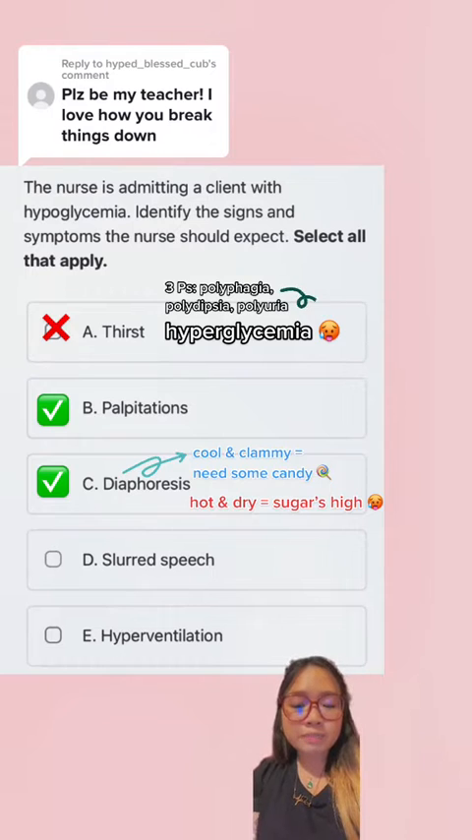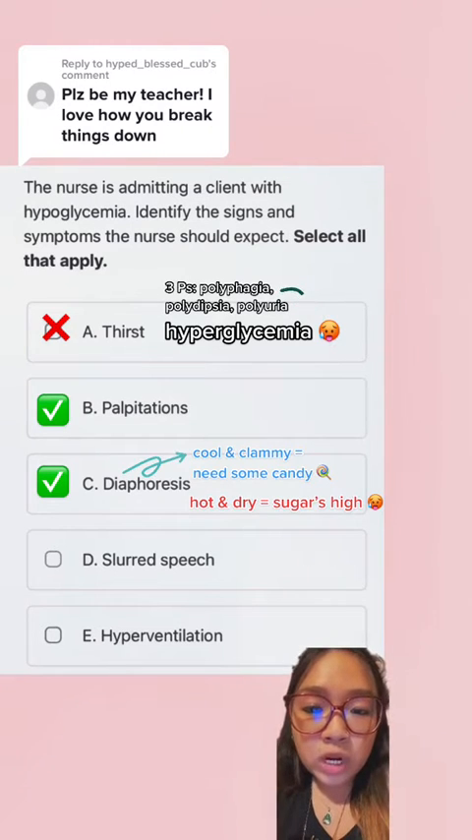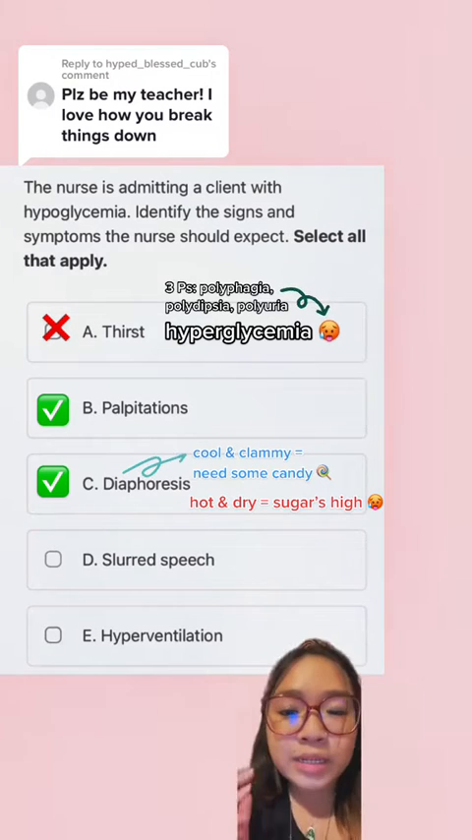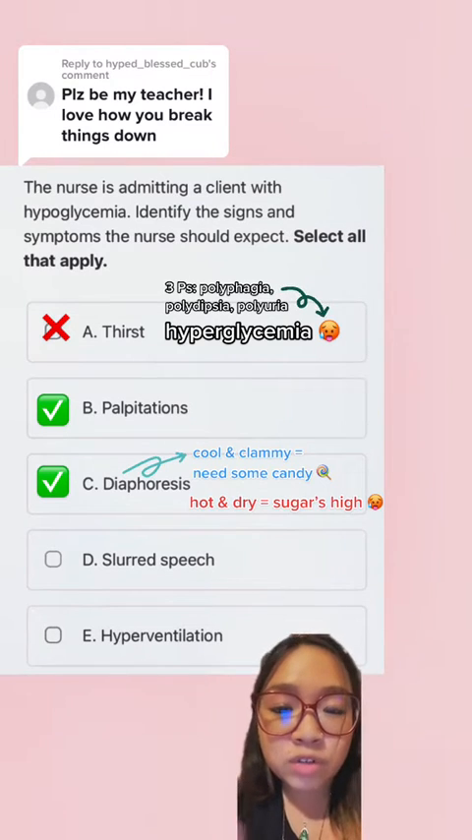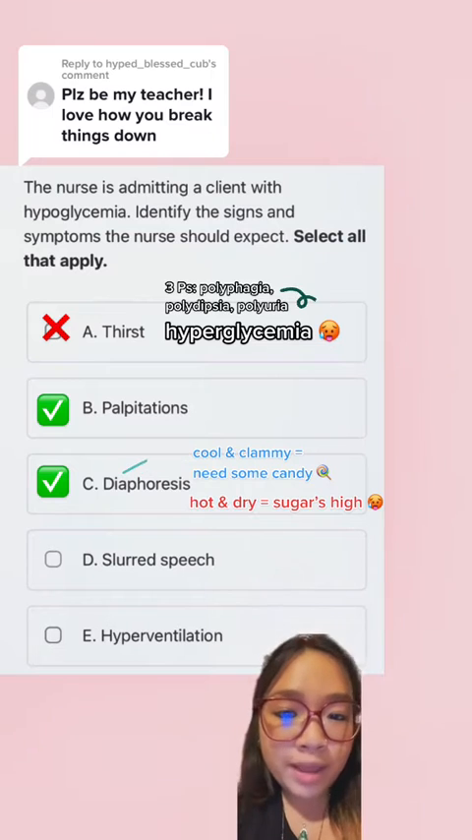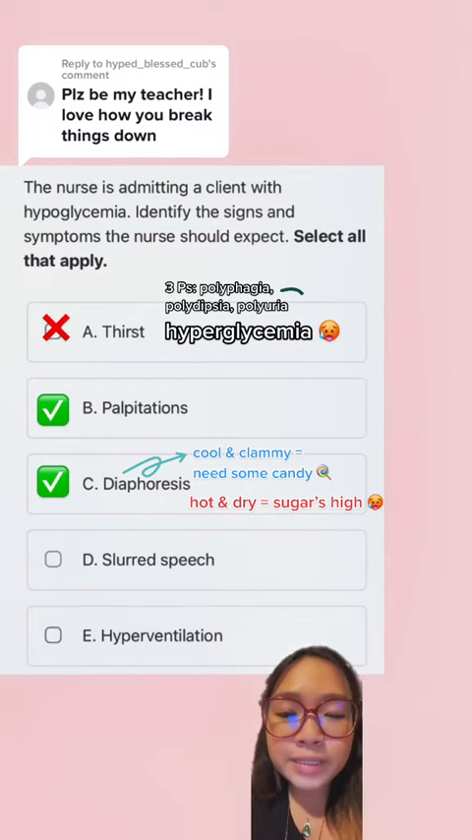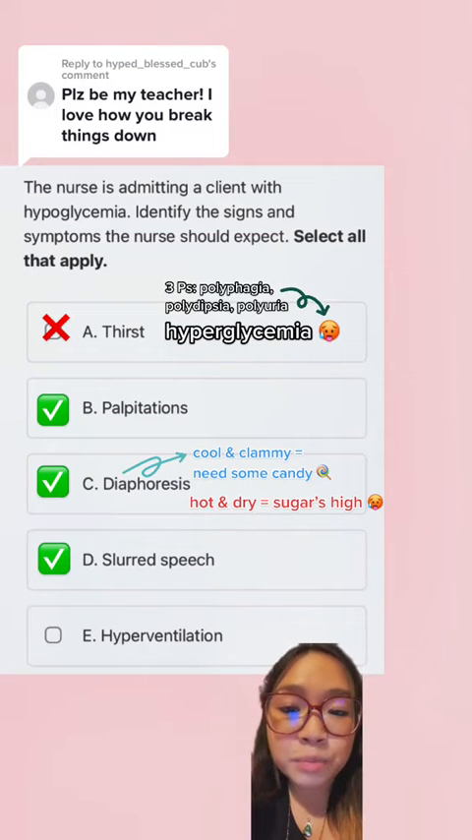D, slurred speech. So when the patient has low blood sugar, that also means that their brain isn't getting enough sugar to function properly. This in turn affects the central nervous system, which is why the patient would have neuro symptoms. We would expect this patient to have slurred speech because their central nervous system is deprived of sugar.